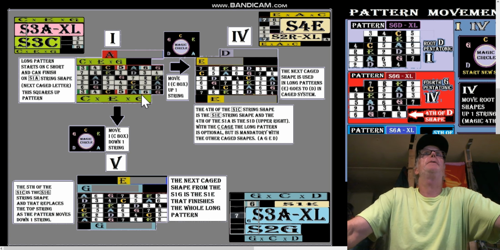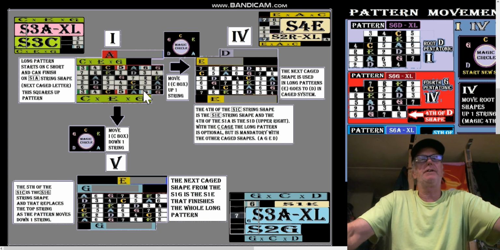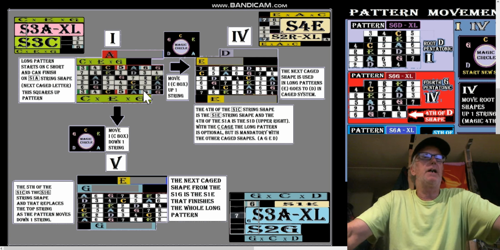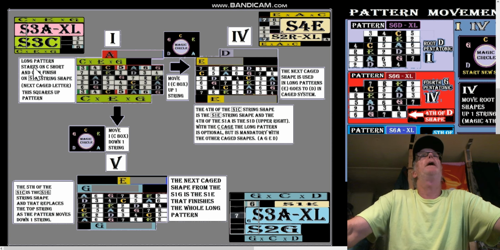We start with a C pattern. We're just going to be using C as an example. So it's not going to get as difficult as the other four shapes. Long pattern starts on C, short, and can finish on an S1A string shape.